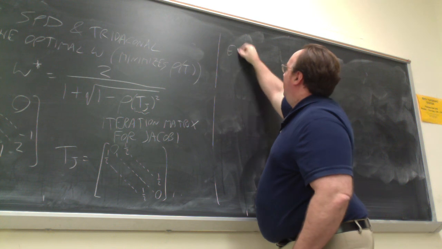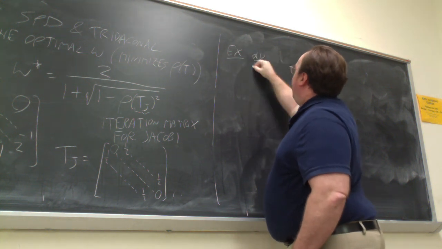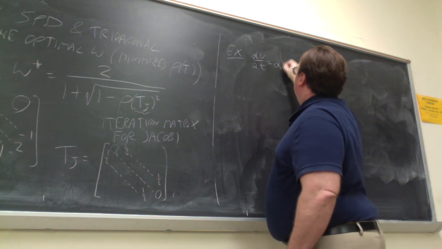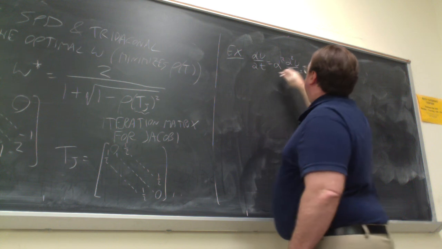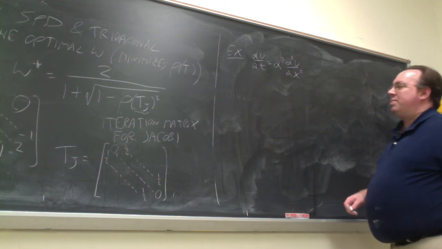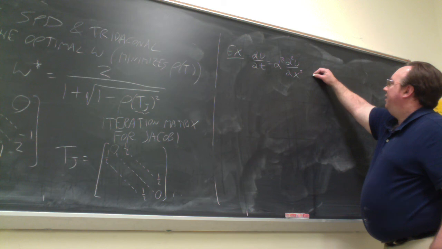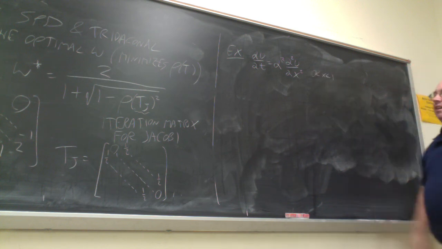So as an example, suppose I'm solving this PDE, the heat equation. The first partial with respect to t is equal to alpha squared times the second partial with respect to x. And let's suppose, I'll just make it up, the interval is 0 to 1.